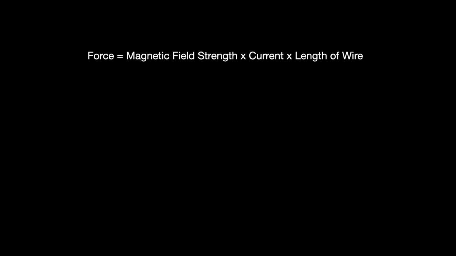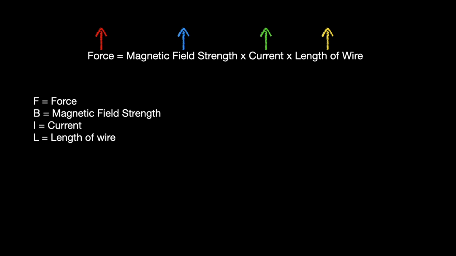We can express this relationship using the equation force equals magnetic field strength times current times the length of wire. From this equation, it's easy to see that if any of the three variables increases, then this will in turn increase the force experienced by the wire. Fortunately, because the symbols we use for magnetic field strength, current and length are what they are, we can represent this using the simple equation F equals BIL.